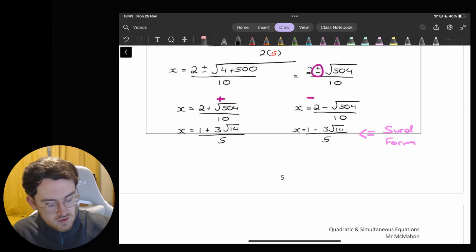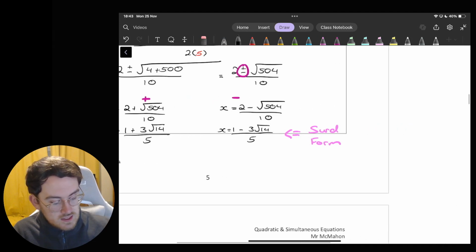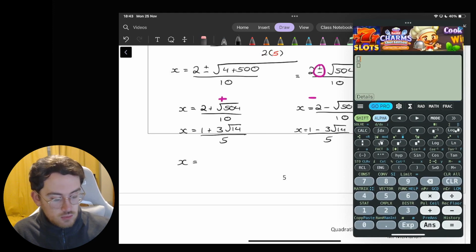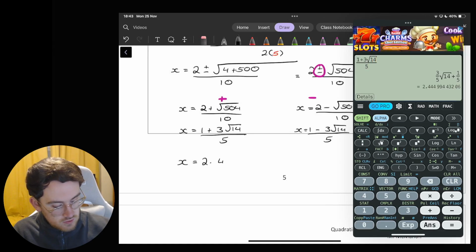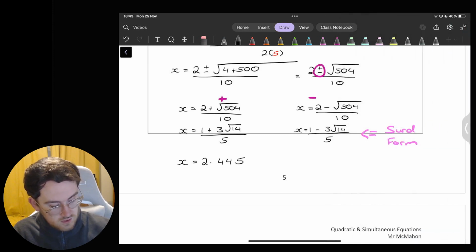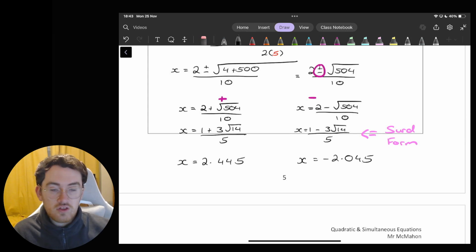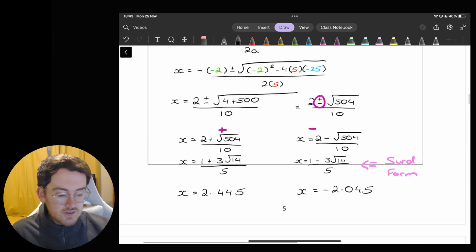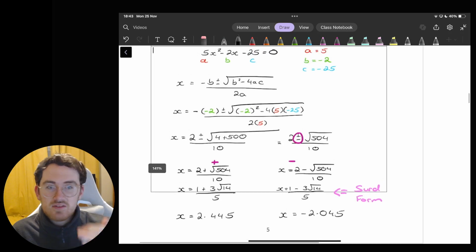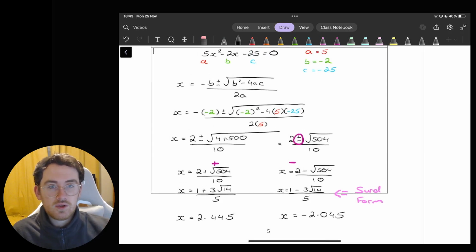So by typing each of these into my calculator, being very careful to include the fraction button first, to ensure that everything is written on top of the fraction, all of those little things that could catch us out, we're going to get 2.445 on the left hand side here and minus 2.045 on the right hand side. So a lot of different steps, but at the same time, a clearly defined method that we can follow here: identifying our quadratic in the first place, ensuring it's in the correct format, identifying the different coefficients, filling them into the formula correctly.